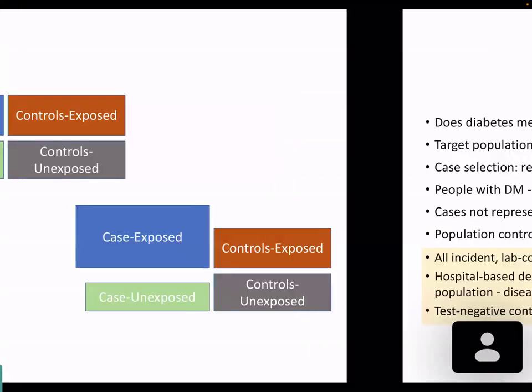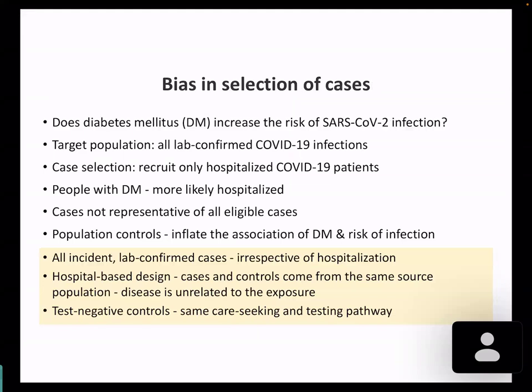So how can this occur? You have this example in which you have the research question as, does diabetes mellitus increase the risk of SARS-CoV-2 infection? And it could be, say, severe infection. So actually what you are interested in is all lab confirmed COVID-19 infections. Now, but what I do is, from the point of view of feasibility, I say, okay, let me just look at the hospitalized patients.